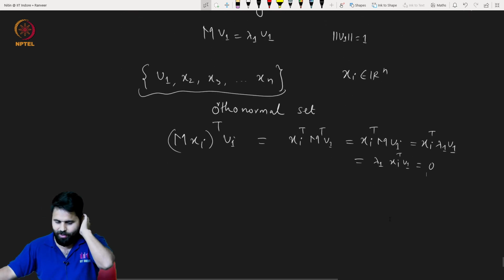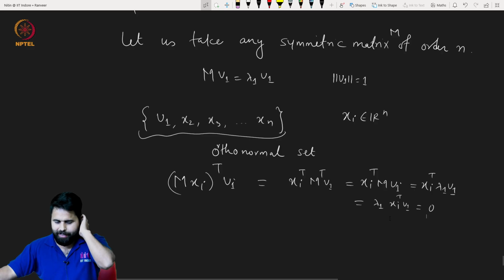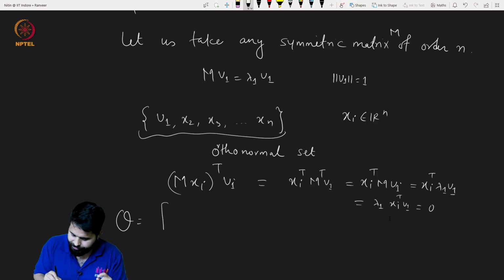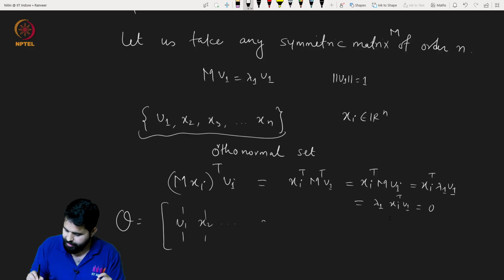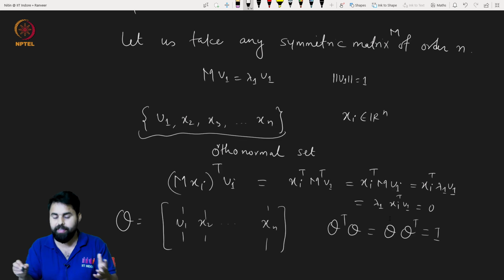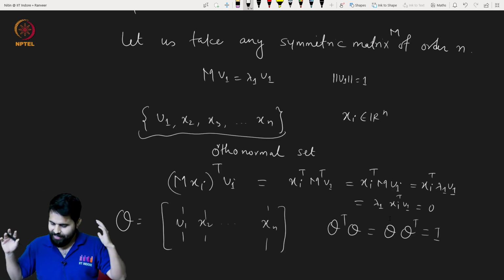Now let me call this matrix Q, the matrix which consists of these vectors. Suppose that Q is this matrix: v1, x2 and up to xn. Remember Q into Q transpose, which is the same as Q transpose Q, will become I because of the way we have made this set.